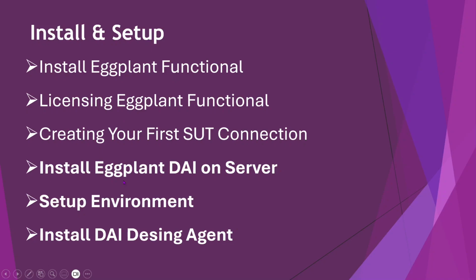Now our fourth agenda item is install Eggplant DAI on server. So if you see, we have installed Eggplant Functional on the tester's machine, whereas the Eggplant DAI should be installed on a server machine, not on the same tester machine. So now let us see the procedure. How can we install Eggplant DAI on a server machine?